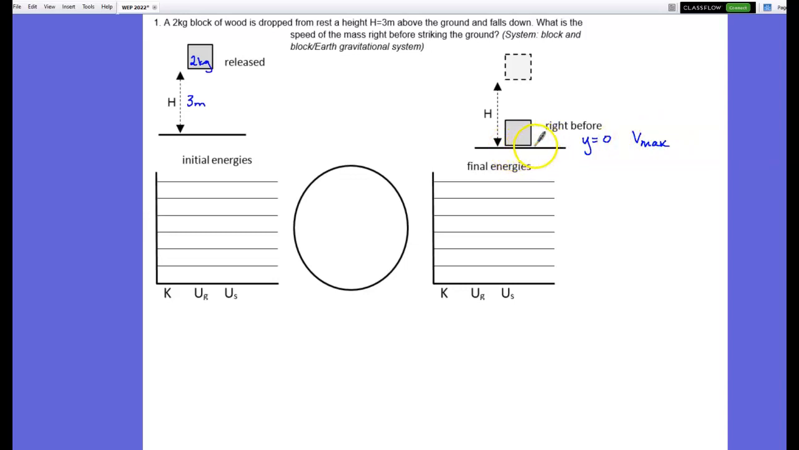So some students are like, oh, but there's still a little bit of gravitational potential. No, all the gravitational potential energy is gone. It has its maximum velocity. It just hadn't started to slow down and stop yet. All right, so let's be clear about that.